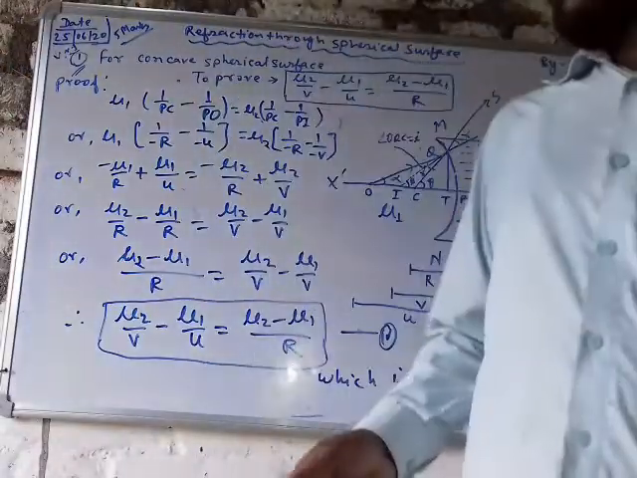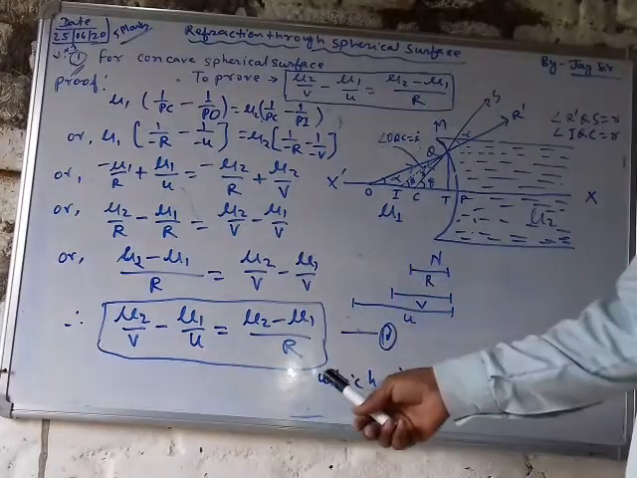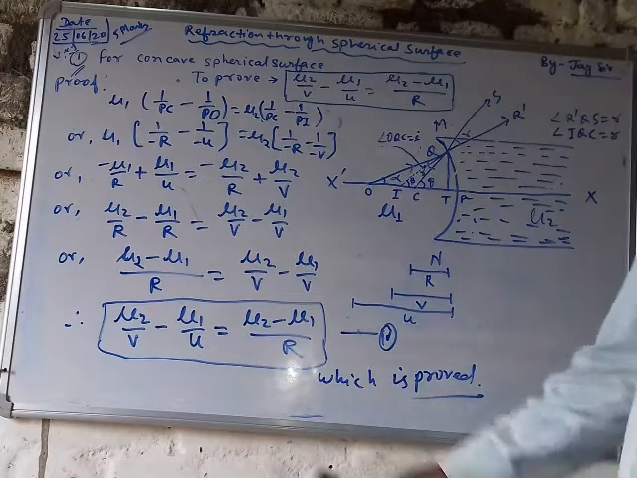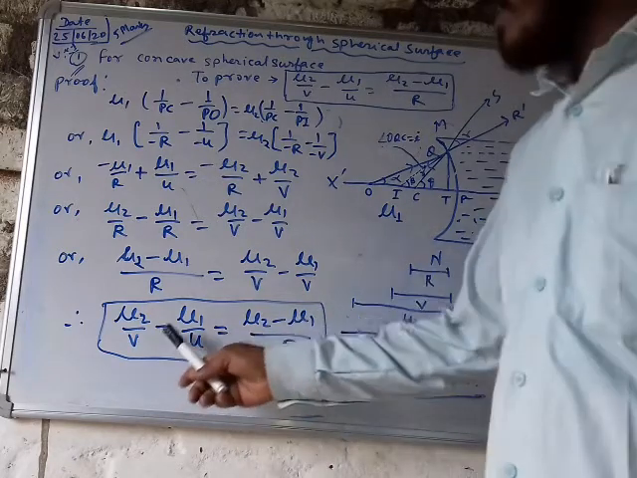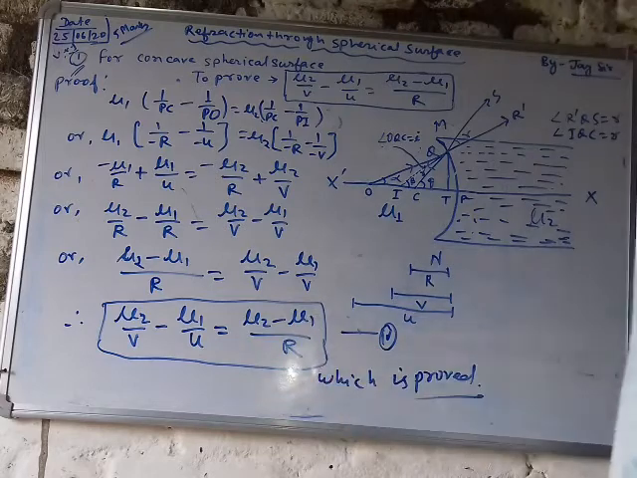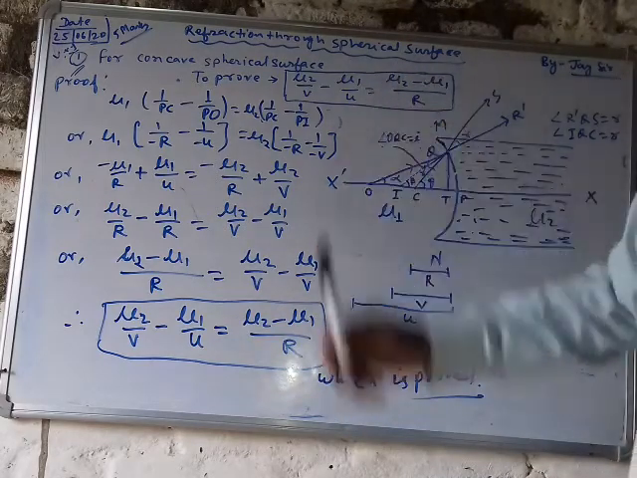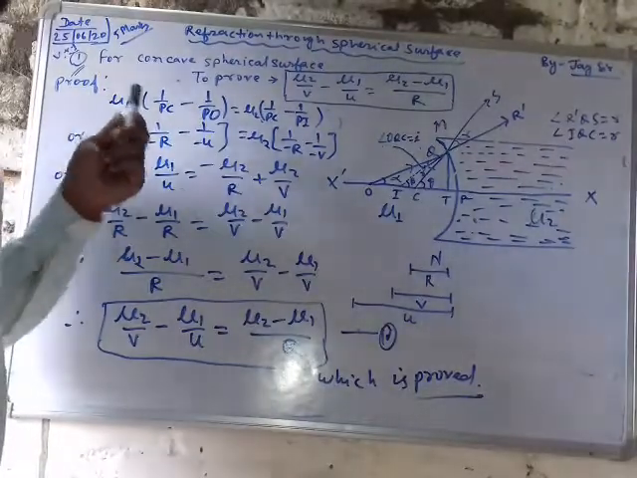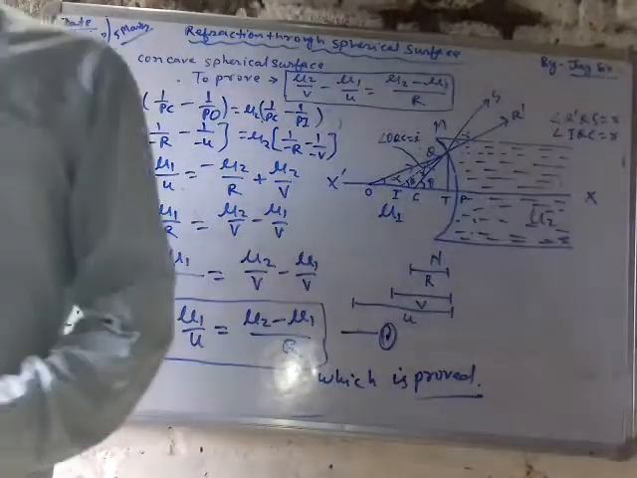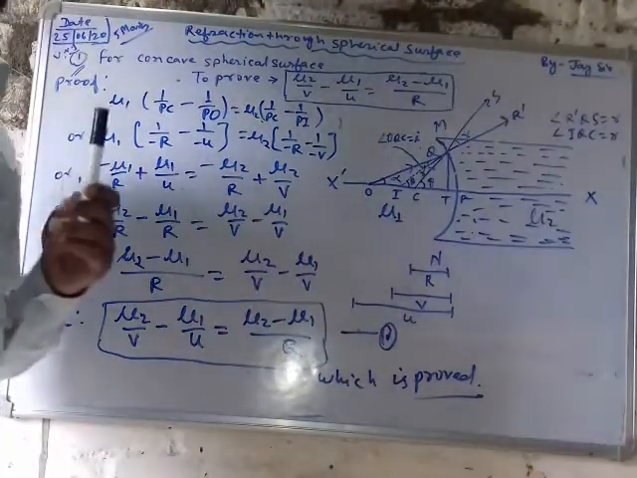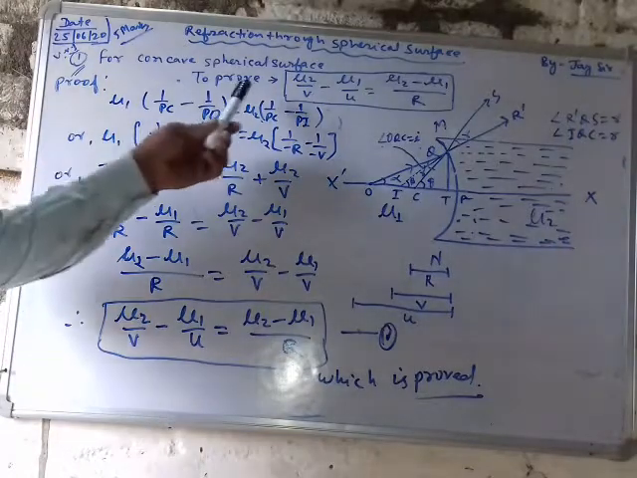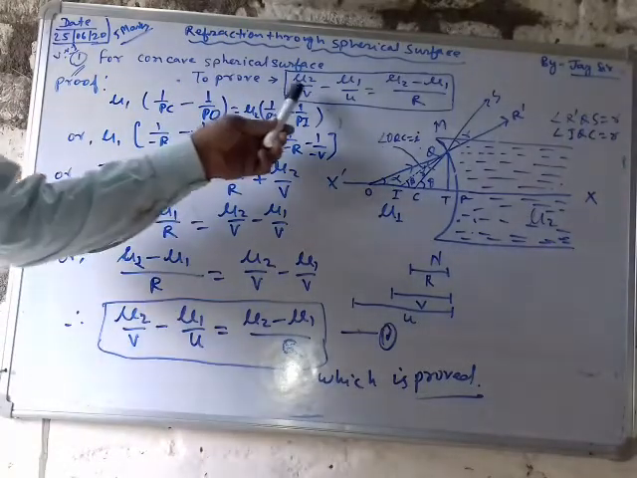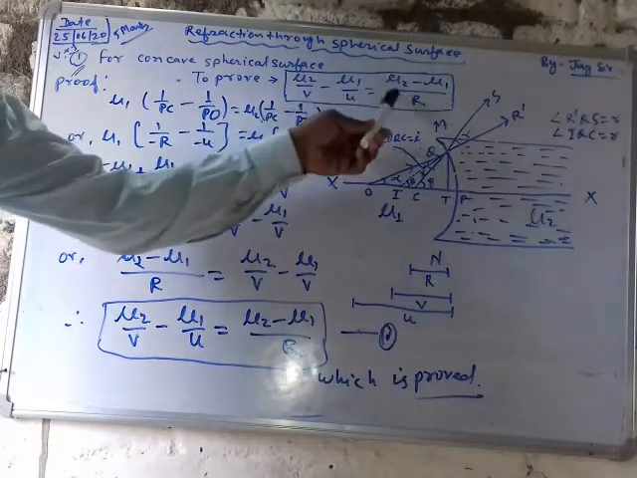In the concave surface we had to prove this equation, and we have proved it here: mu2 by v minus mu1 by u equal to (mu2 minus mu1) by r. This problem is very important for class 12 physics students, and very important for the Jharkhand Academic Council examinations. So this is proved here.